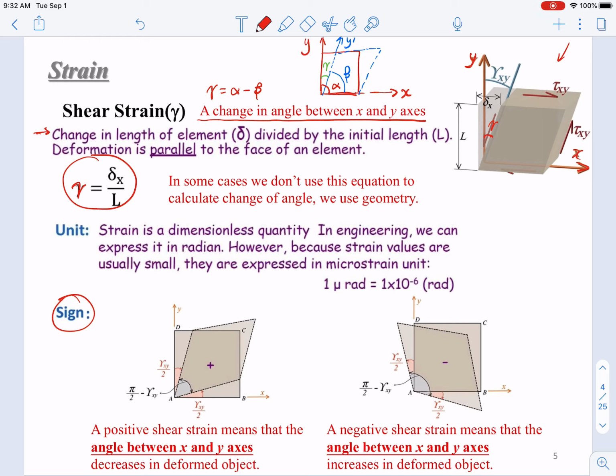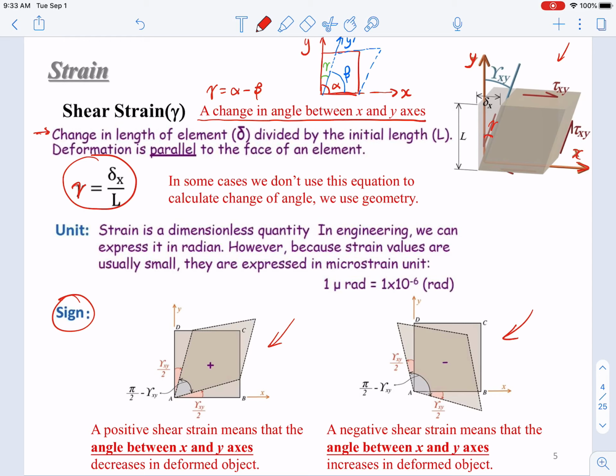Okay, this is illustrated here. When this angle becomes smaller, we call this a positive shear strain. And when the angle becomes larger, we say this is a negative shear strain. This is the sign convention, different from that in normal strain. Okay, you have to remember this.